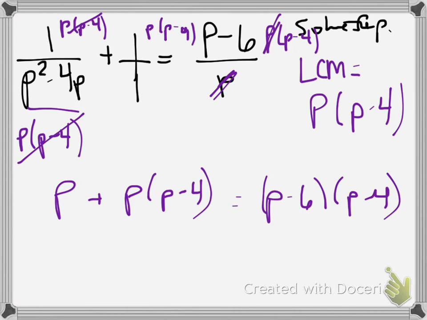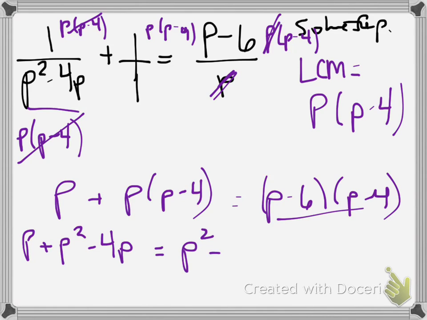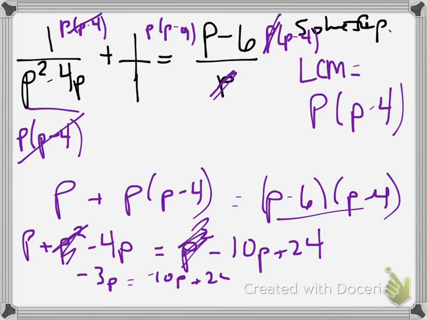All right, so let's simplify. We get p plus p squared minus 4p equals, we'll FOIL the right, we get p squared minus 10p plus 24. Now let's start to clean things up. The p squareds cancel. We get negative 3p equals negative 10p plus 24. We can bring the 10p over, so we get, I'll do it on the right side here, we get 7p equals 24. Divide through by 7, we get p is 24 over 7. Okay, and that is the solution to that equation.